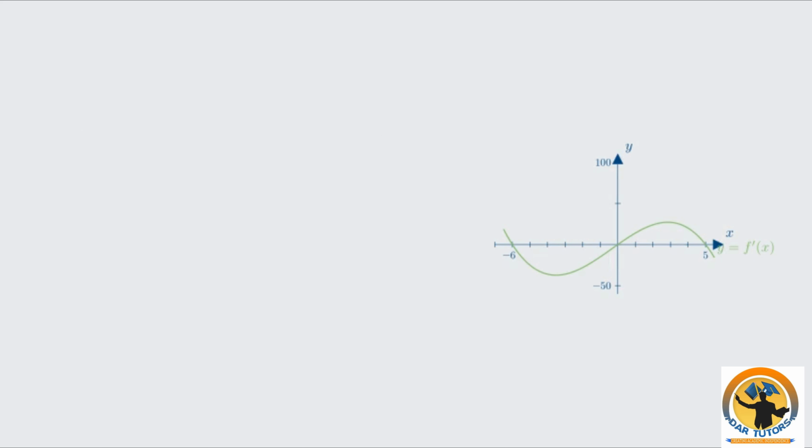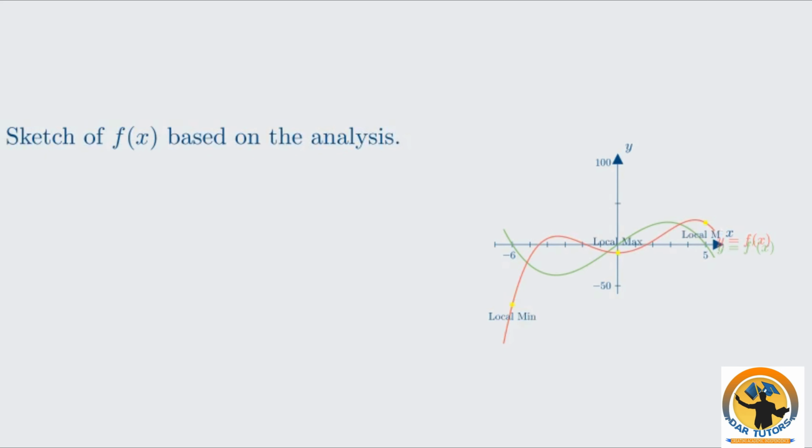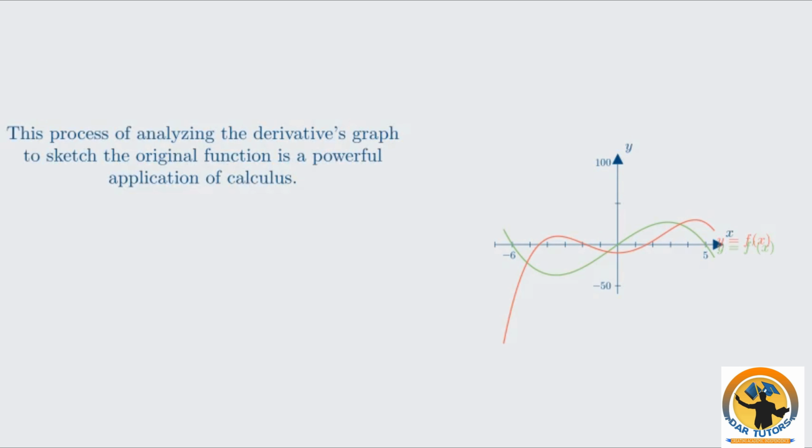Now we have all the information we need to sketch f of x. We know its stationary points and points of inflection. Let's put it all together. We start decreasing to a local minimum at x equals -6. Then we increase to a local maximum at x equals 0. Then we decrease to another local minimum at x equals 5. And finally, we increase again. We also ensure the concavity changes at x equals -4 and x equals 2.5. This process of analyzing the derivative's graph to sketch the original function is a powerful application of calculus.